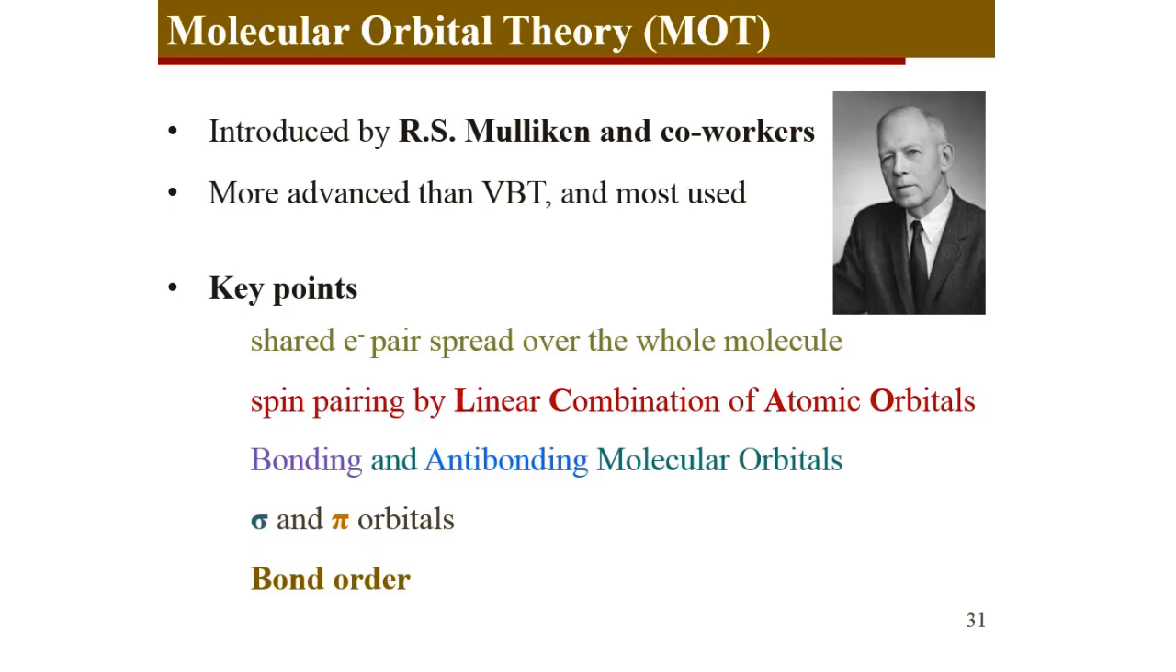Two types of molecular orbitals. The atomic orbitals are linearly combined to get new molecular orbitals, which are of two types, bonding and anti-bonding molecular orbitals. And there are sigma and pi orbitals. We will see the details, and there is a consideration called bond order, which is a useful parameter to understand the molecule's stability and energy.